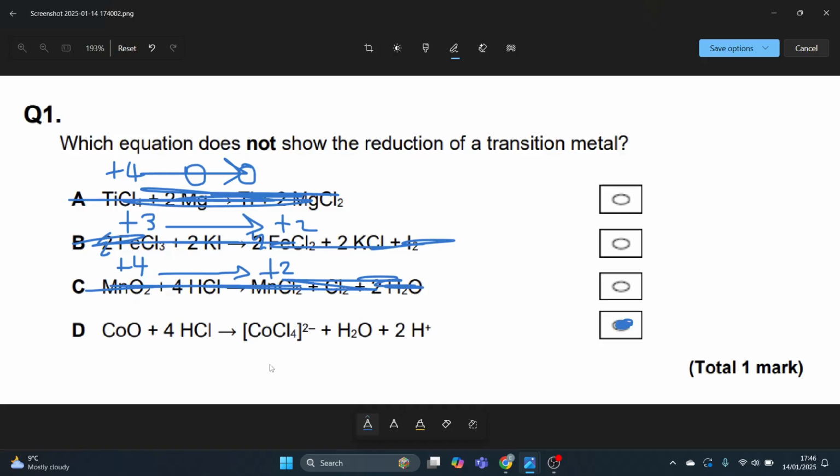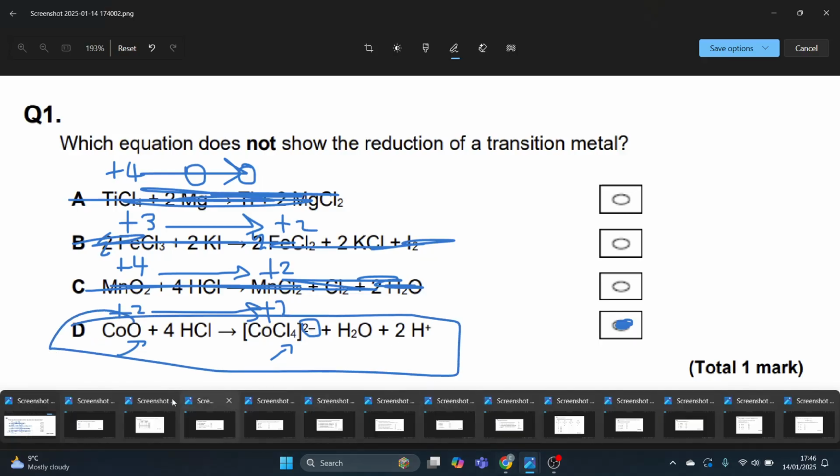But let's look at it. That's obviously going to be -2, that's going to be +2. Whereas in this case, this one's a bit more different, but Cl is -1 times by 4, -4. That's going to be +2 because the overall charge is -2. So there's no reduction. It stays the same. So therefore the answer is D.